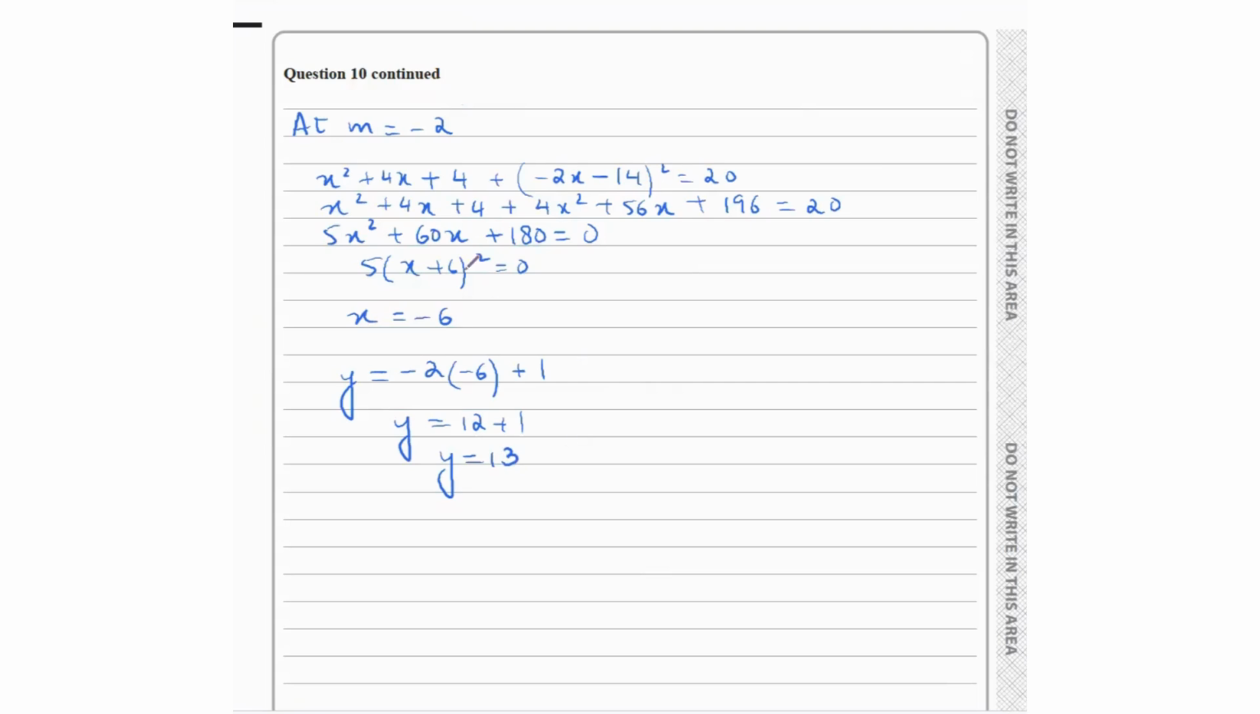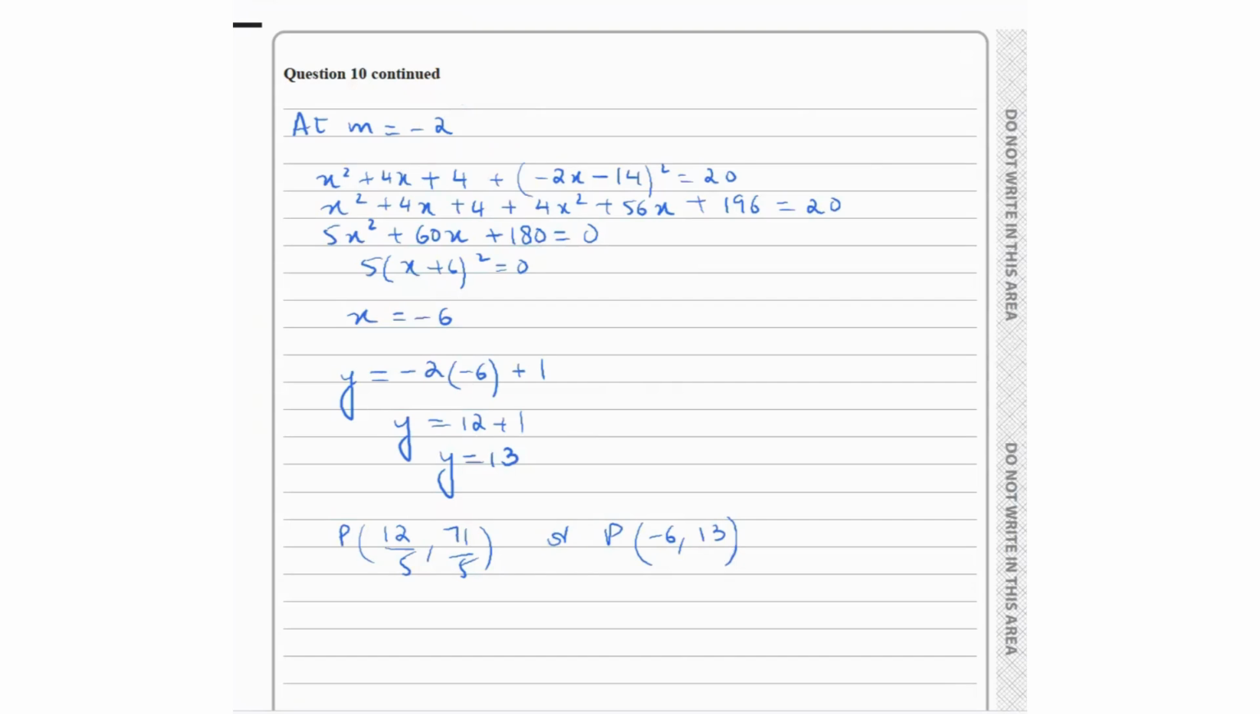So these are your possible values of p. So p can be x equals 12 over 5, where y is 71 over 5, or p can be x equals negative 6 and y is 13. These are the two possible values for p.